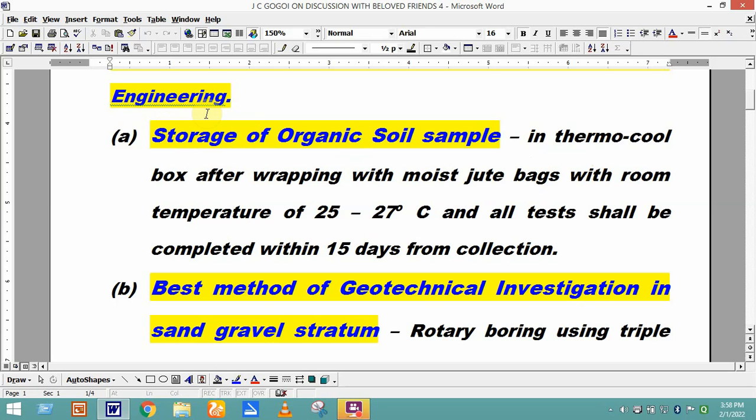And when we are storing at the laboratory, the room temperature shall not be more than 27 degrees. It is 25 to 27 degrees. It should not be less than 25 degrees, because if we go for 15 degrees, then there are chances of change of in situ moisture content, which is also harmful. So we should try to maintain 25 to 27 degrees centigrade. And the basic important thing is all the tests shall be completed within 15 days from the date of collection.